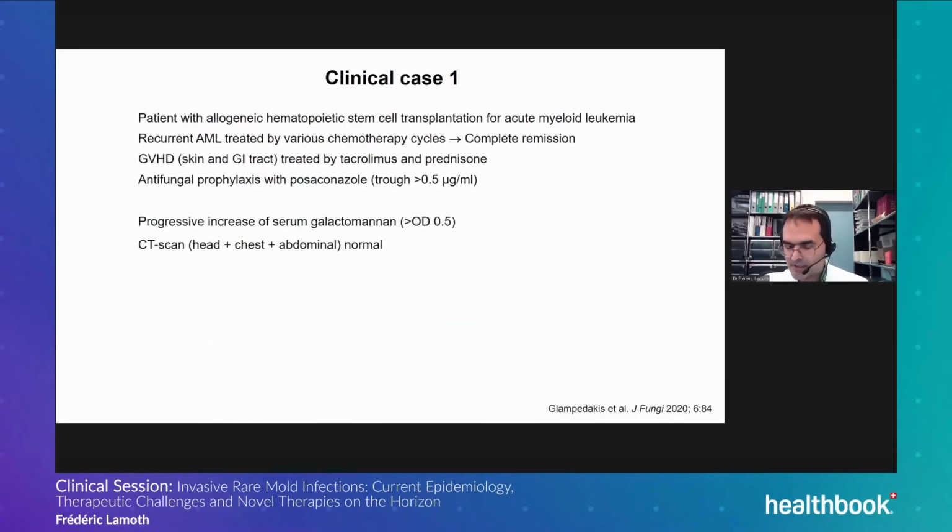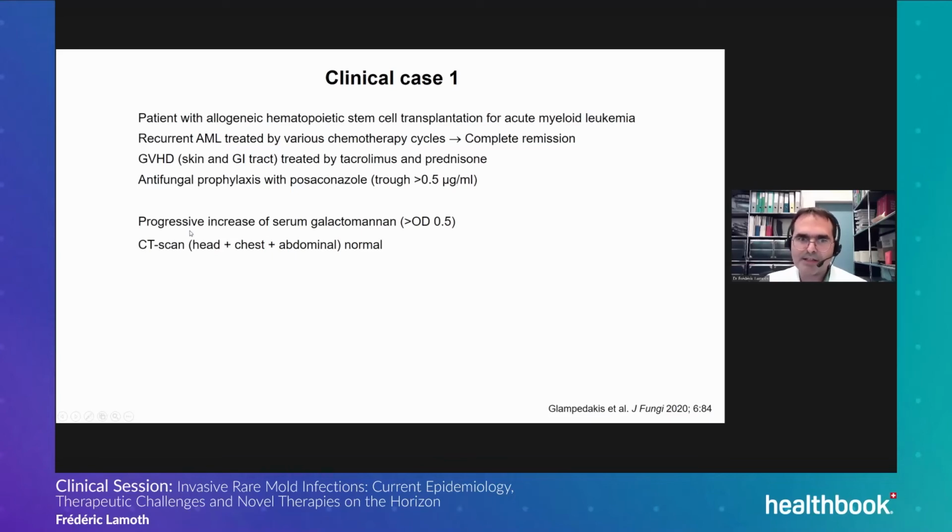But now I'd like to give you some insights on my personal experience with this, and I would like to show you first a case. This was a patient with allogeneic hematopoietic stem cell transplantation for acute myeloid leukemia, and she had a very complicated history. Finally, she was in complete remission, but she developed a severe graft versus host disease with intensification of the immunosuppressive regimen, and she was put on antifungal prophylaxis with posaconazole with acceptable trough concentrations.